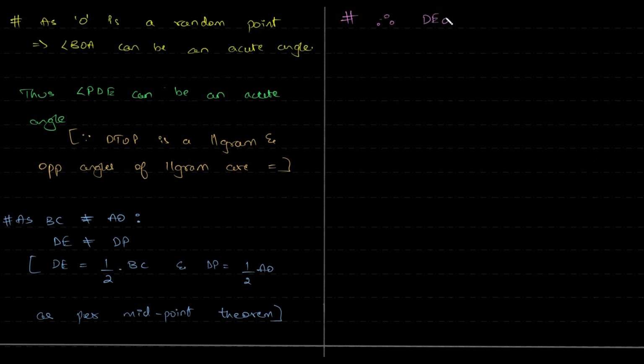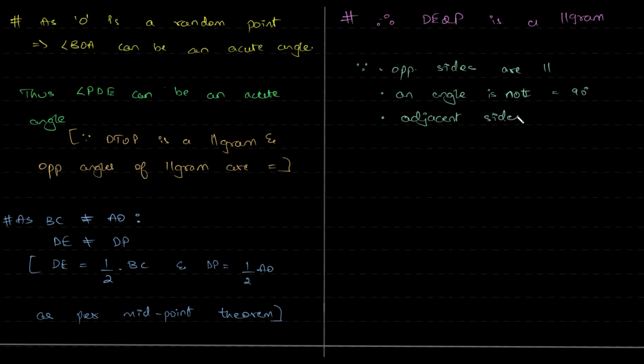Therefore, DEQP is a parallelogram. Why? Here we are putting the reasoning across, and thus we will be learning about the properties of a parallelogram. This is because opposite sides are parallel. Then we have an angle not equal to 90 degrees, and also adjacent sides are not equal. So we are explaining all the reasoning. Why is it a parallelogram and not a kite also?